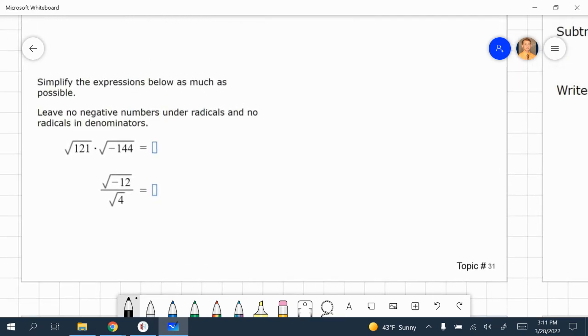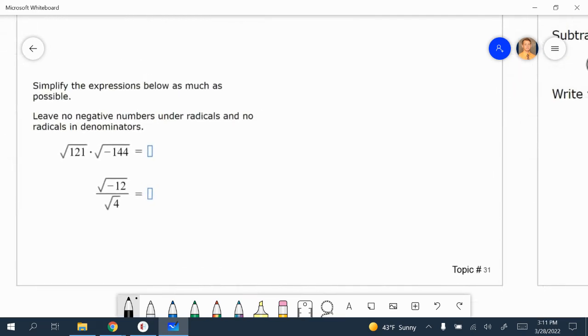Topic number 31. Simplify the expressions below as much as possible. Leave no negative numbers under radicals and no radicals in the denominators. This is the same thing we just got done doing, except we've got an operation to take care of now. So I'm going to pull out my calculator just because I'm going to probably need it here.